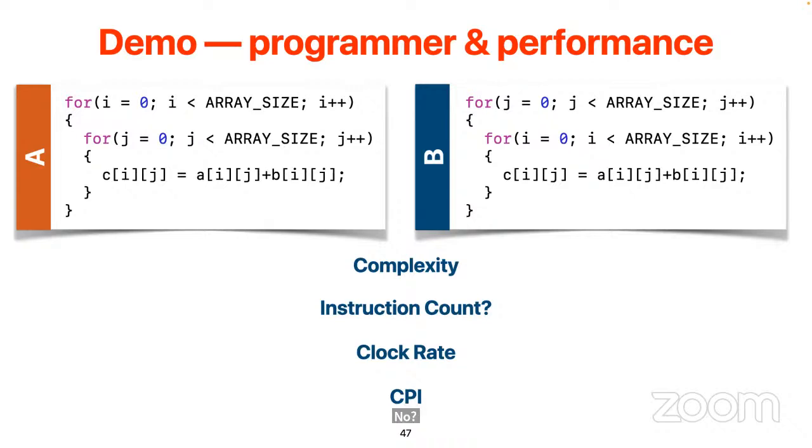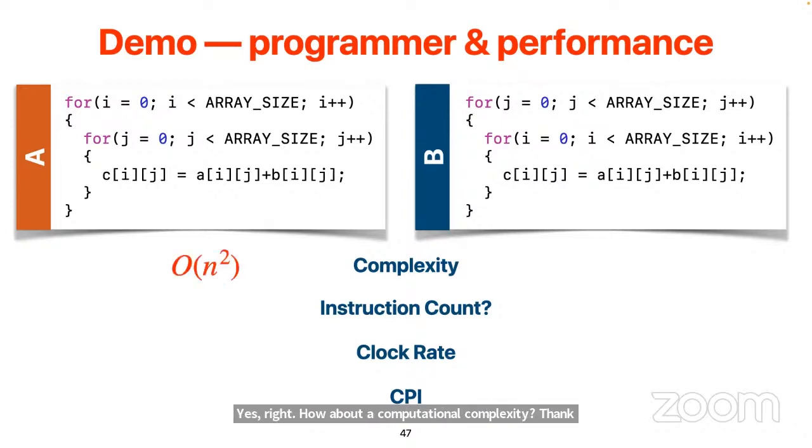Why not? The initial indexing is different. I guess my thought would be the index for the second one is off, so when J is 2 and I is 0, you access different elements in the array. But do you all agree these two programs are identical in terms of the execution result? Yes, right? How about the computational complexity? The same, right? Both n squared. How about the instruction count? Should be the same, right?